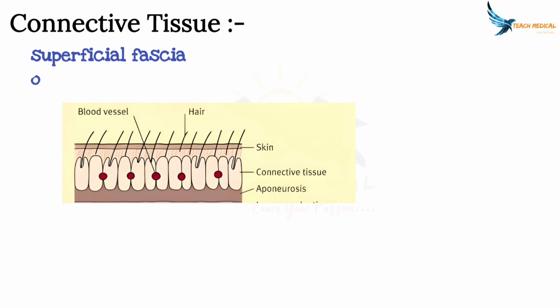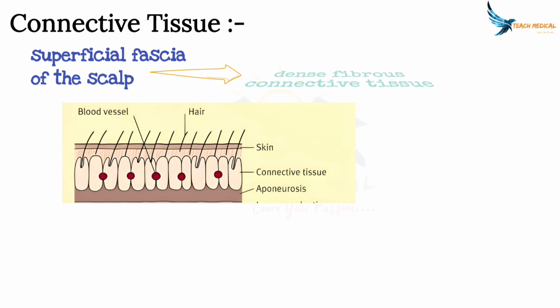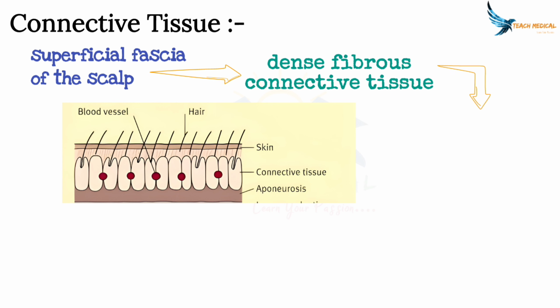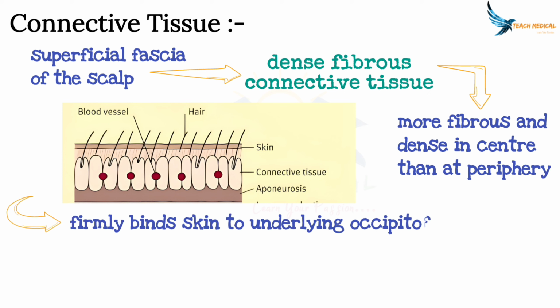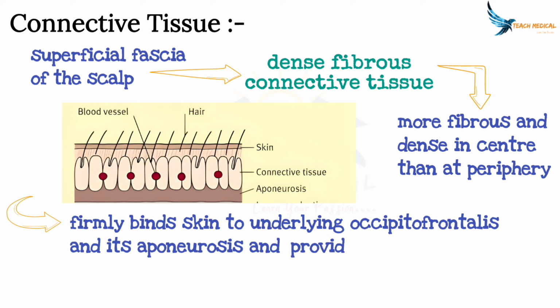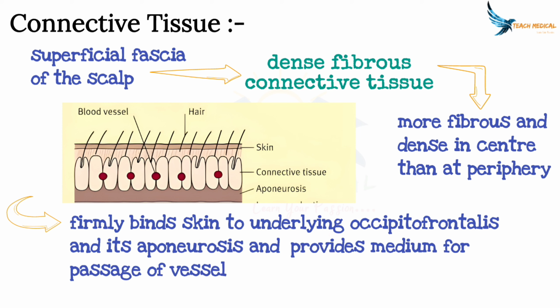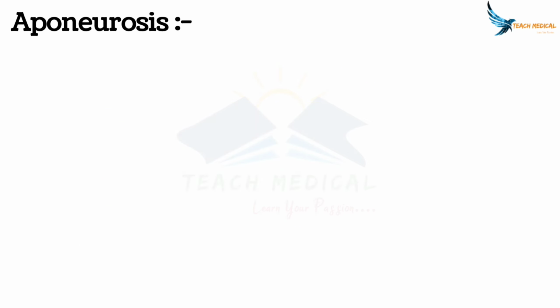Second, connective tissue. The superficial fascia of the scalp is made up of dense fibrous connective tissue. It is more fibrous and dense in the center than periphery. It firmly binds skin to the underlying occipitofrontalis and its aponeurosis, and provides medium for passage of vessels and nerves to the skin.